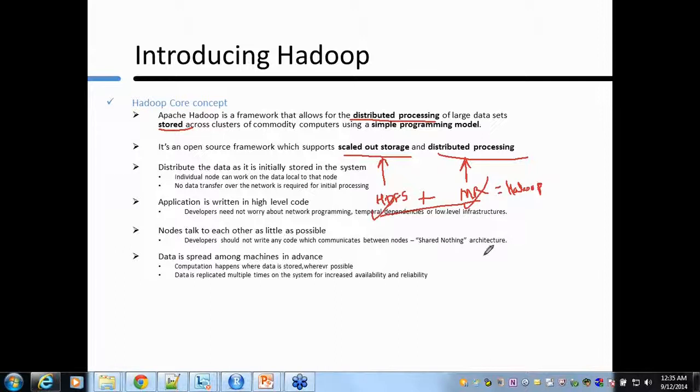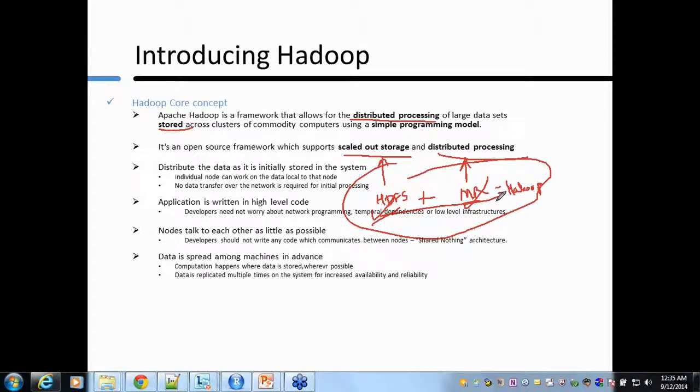And in our trainings we will definitely get into the detailed architecture of these components. We'll do a lot of hands-on. We will also cover some of the ecosystem components of Hadoop, and also the architecture and practical hands-on exercises of those components. But if you want to remember what Hadoop is, this is what Hadoop is.